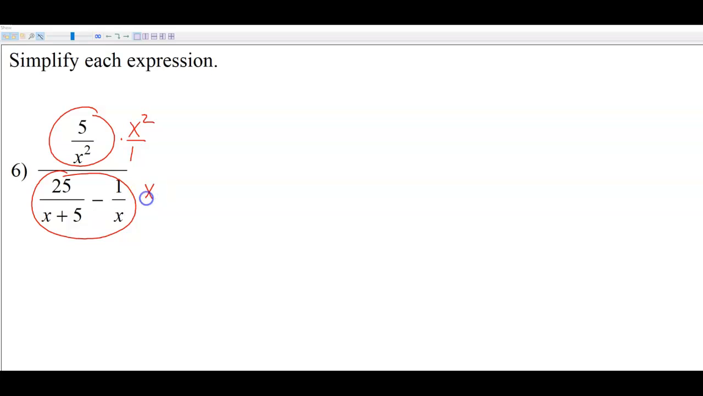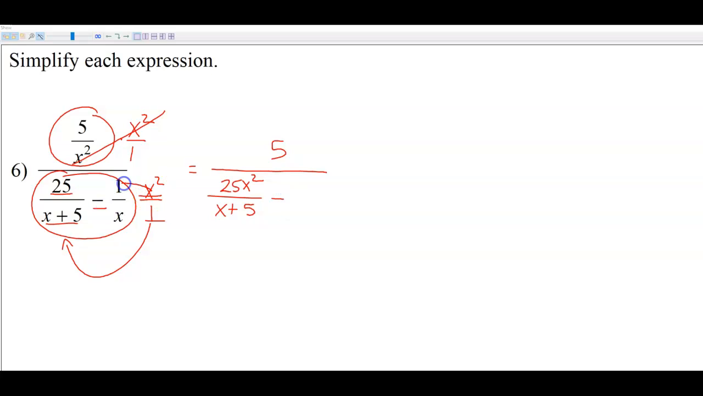So I'm going to multiply the top and the bottom by x squared first. So those cancel, leaving me with a 5 on the top. And on the bottom, if I distribute this x squared in, 25 times x squared is going to be 25x squared. And 1 times x plus 5 is just going to leave x plus 5 the same. Minus x squared times 1 is going to give me x squared. And 1 times x is going to give me x. But notice here, I can reduce that. X squared over x simplifies into just simply x.